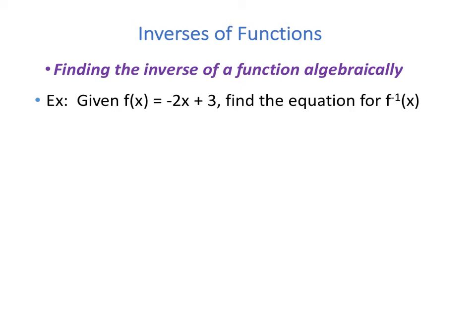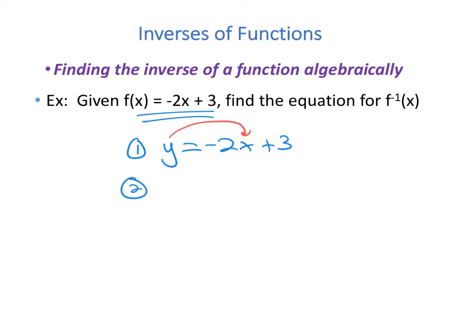Taking a look at the example we did by graphing, negative 2x plus 3, let's see if we can find the equation of this inverse by following those 3 steps. The first step, since it's written in function notation, is to set it equal to y. Instead of f of x equals negative 2x plus 3, it's y equals negative 2x plus 3. The second step was switch the variables. That means x becomes y and y becomes x, so it reads x equals negative 2y plus 3.